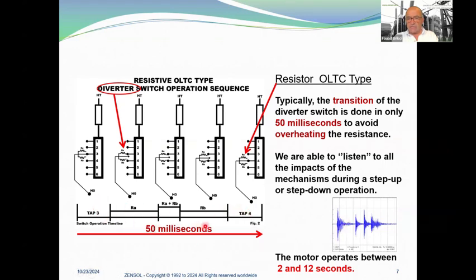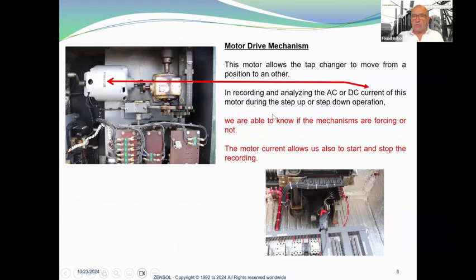Of course, this information is important to have from the manufacturer, and then after we can correlate it to the vibroacoustic signal. What is important also is that the motor operates between 2 and 12 seconds. The motor drive mechanism allows the tap changer to move from one position to another. By recording and analyzing the AC or DC current of this motor during the step up or step down operation, we are able to know if the mechanism is forcing or not. And the motor current allows us also to start and stop the recording. That's why what we have developed is a recording event.